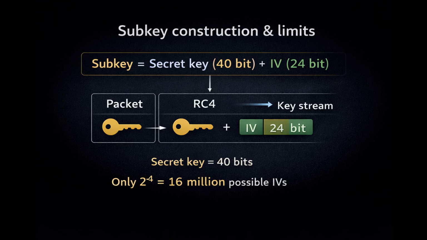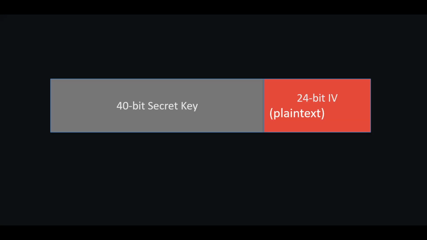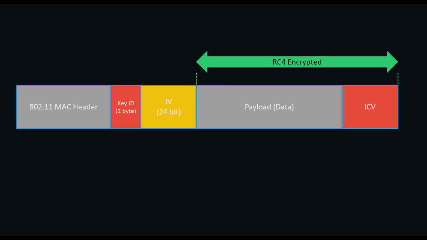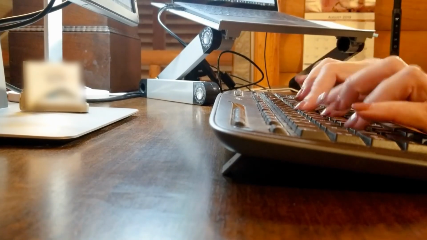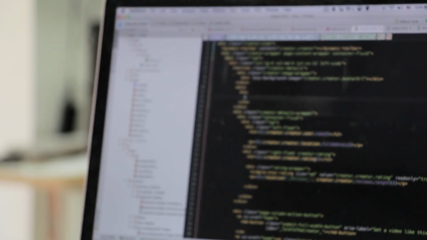In WEP, each packet is encrypted using a subkey rather than the main secret key. This subkey is created by combining the static secret key with an initialization vector. In 64-bit WEP, the secret key is 40 bits long, while the IV is only 24 bits. The secret key never changes, and the IV is transmitted in plaintext. As a result, part of the encryption key is directly visible to anyone monitoring the network.